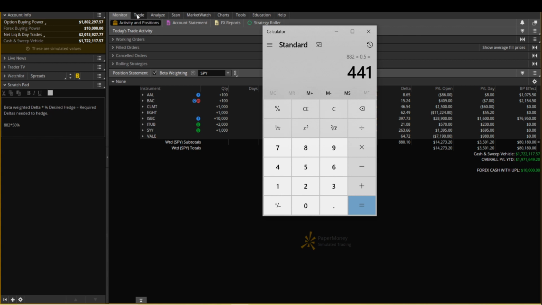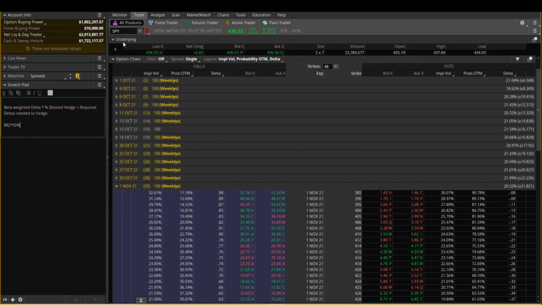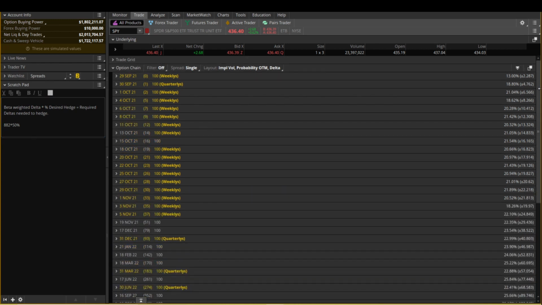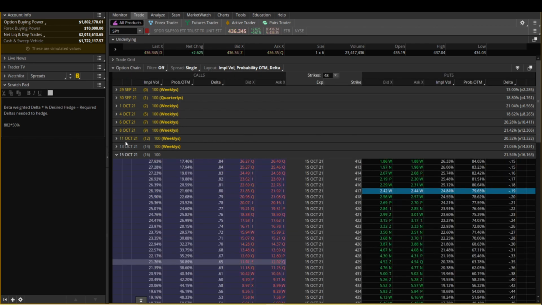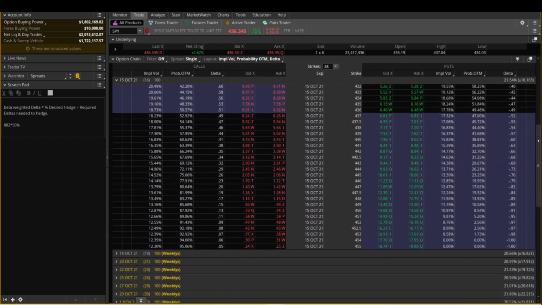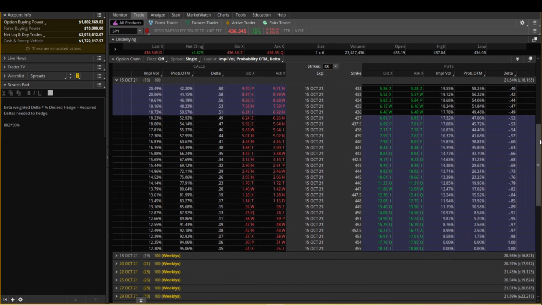Now, to decide what put to buy, first you need to decide how far out in duration you want. Do you think the market is just dropping? Is it short term? Is it long term? If it's short term, you could do 1 to 2 weeks. So you could come out to the October expiration here, and I think you're going to be much better purchasing deeper in the money puts.